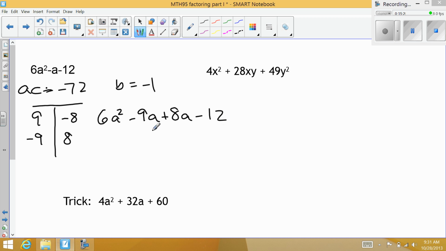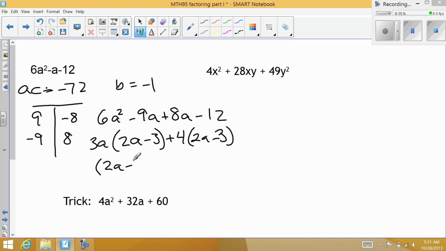Then doing my grouping, the first pair, I'll factor out a 3a. That'll give me 2a subtract 3. Now, since I've got a 2a subtract 3, I'm hoping to get another 2a subtract 3. So coming over here, looks like a 4 is common. And a positive 4 times the 2a will give me the 8a, and 4 times the subtract 3 will give me the subtract 12. And then I do have my common factor, 2a subtract 3, times 3a plus 4 for my factored form. I'll pause and you can try the next one here.